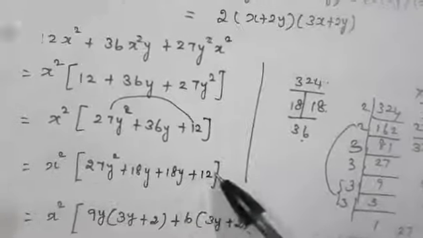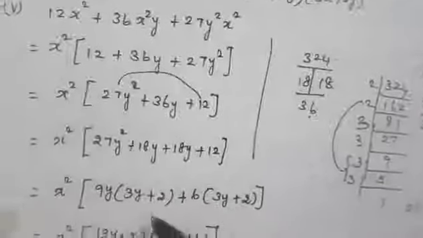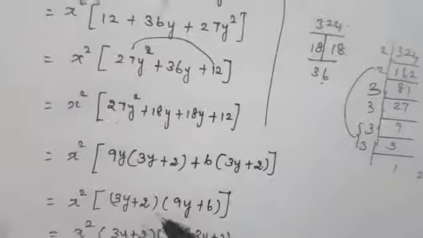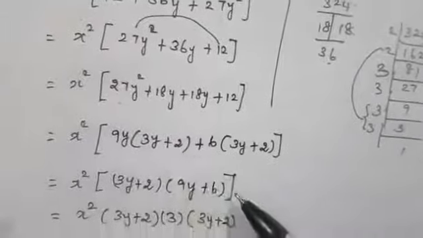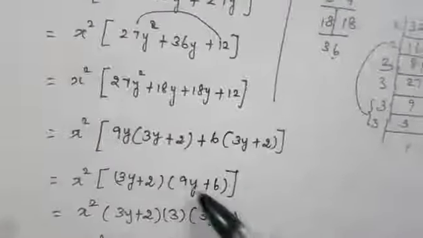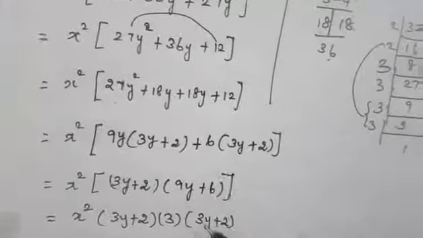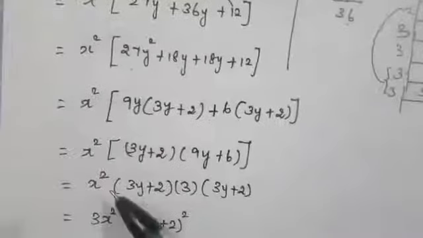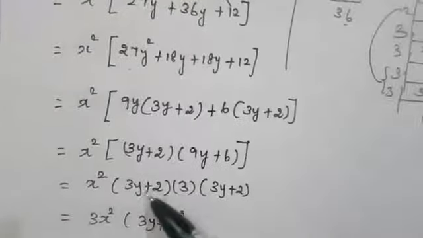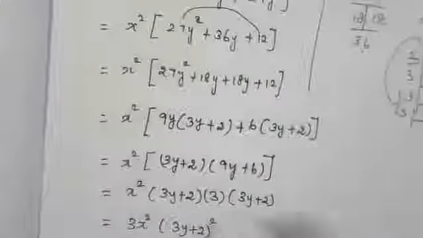For here 6 is common. 3 into 6, 2 into 6. So 3y plus 2, 3y plus 2 is common. Take outside, which is remaining 9y plus 6. So now x square into 3y plus 2. For comparing these two, 3 is common. Take outside, that is 3 into 3, 2 into 3. So 3y plus 2. Now it is written as 3x square into 3y plus 2. 2 times is there, so 3y plus 2 whole square.